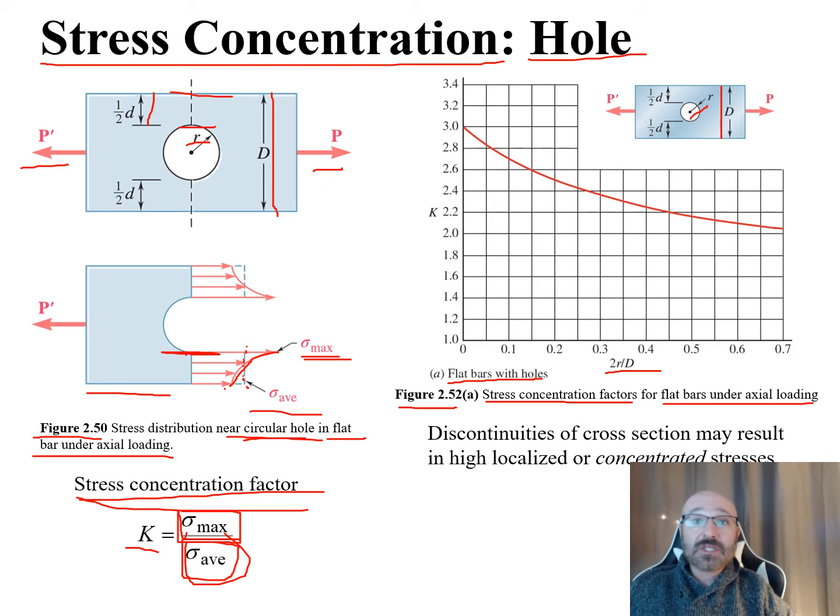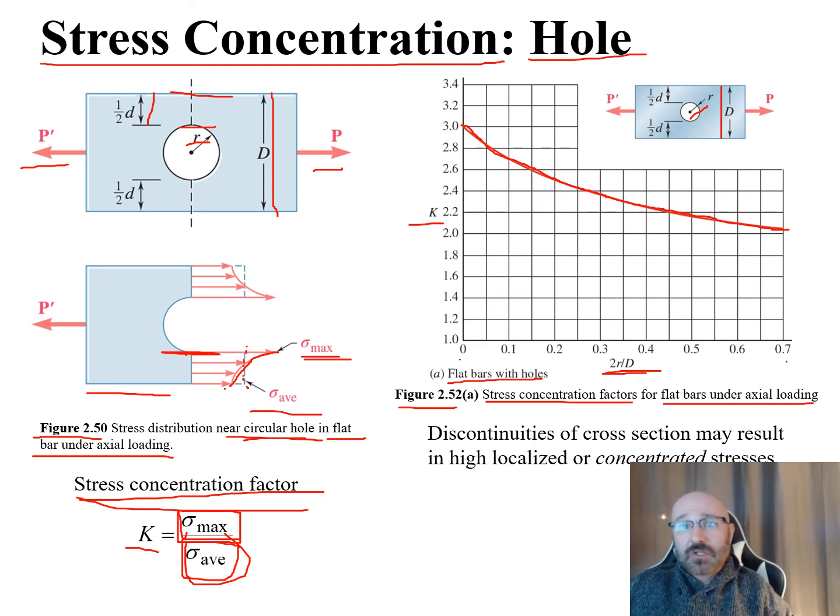As this increases from 0 all the way out to 0.7, we can see what happens is at 0 with this ratio, we start at 3, and this slowly decreases in a nonlinear fashion until we get out to 0.7, where it gets down to a stress concentration value K of just over 2.